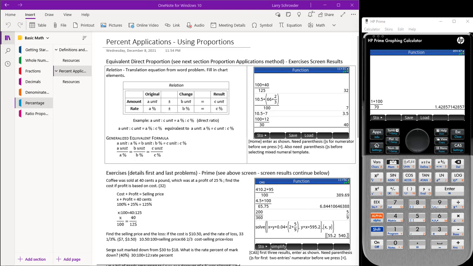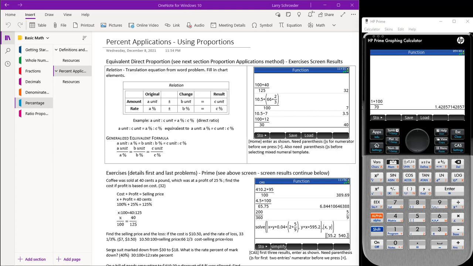What you do on your piece of paper is you come up with that cost minus loss equals selling price. You put in for the rates going across 100% minus 33 1/3% turns out to be 66 2/3%. For the cost going across, you put in $10.50. For the selling price, you put in X.